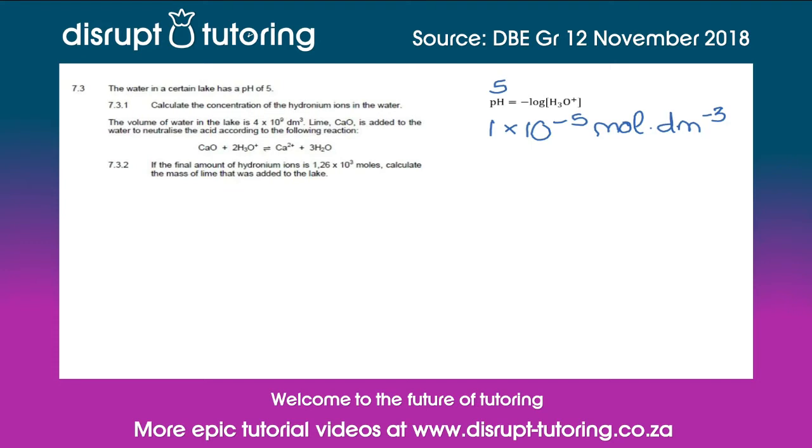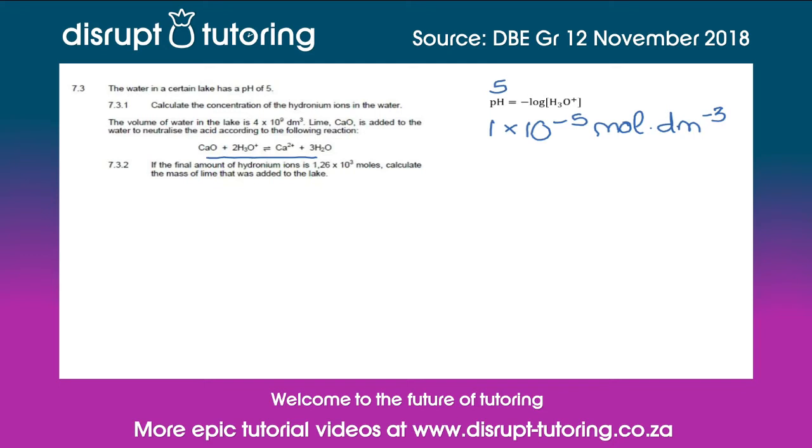Okay. So we're then told that lime, or calcium oxide, is added to the water to neutralize it according to this balanced chemical equation. The final amount of hydronium ions in the lake is 1.26 times 10 to the 3 moles, and we're given the volume of water in the lake and asked to calculate the mass of lime that was added to the lake.